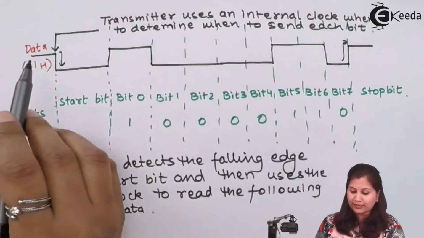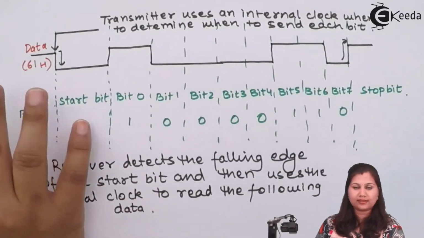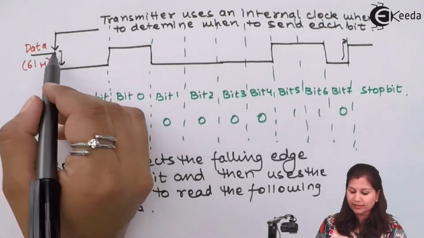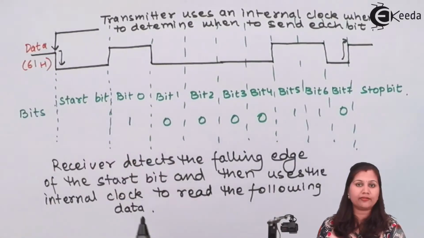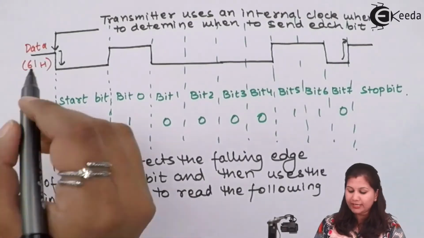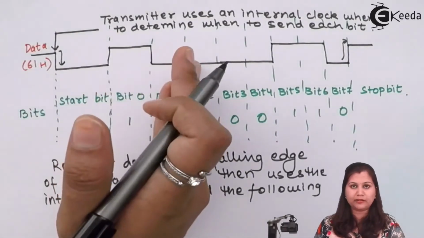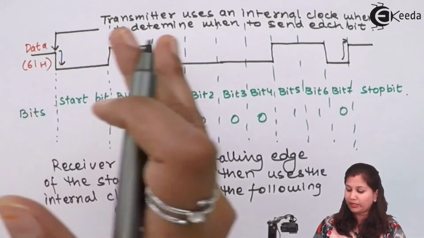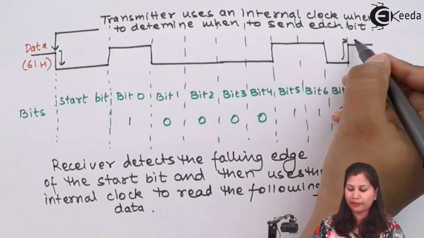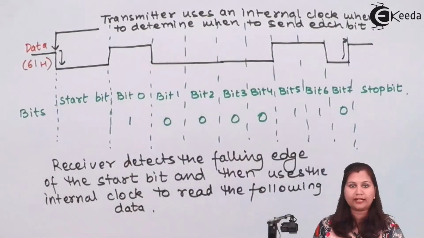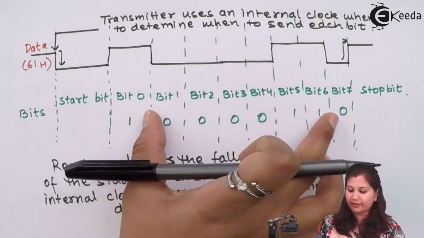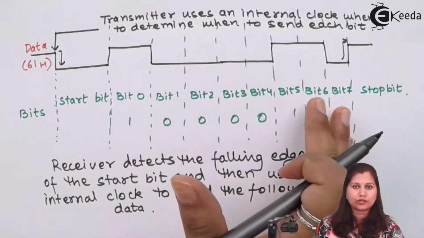When the transmitter has used its internal clock and determined that it has to start sending the data, it will first send the start bit. Now when the receiver detects the falling edge of the start bit, it determines that the next bit will be the data. So that will be the starting of the data. When it gets the rising edge of the stop bit, it will know that the data has ended. It has got its 8-bit data in between the start and the stop bits.